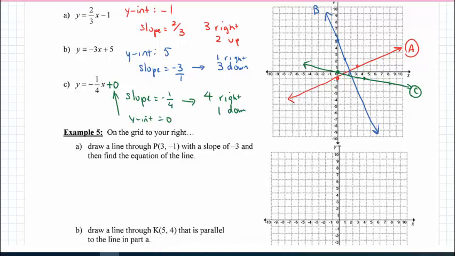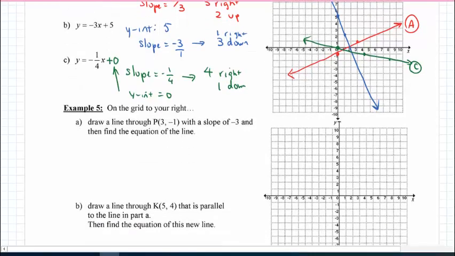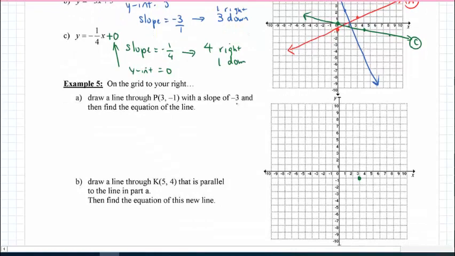So example number 5 is a little bit different. Look what it says. It says draw a line through the point 3, -1. That's right here. And it says with a slope of -3. So once again, that's going to be 3 down, 1 to the right.